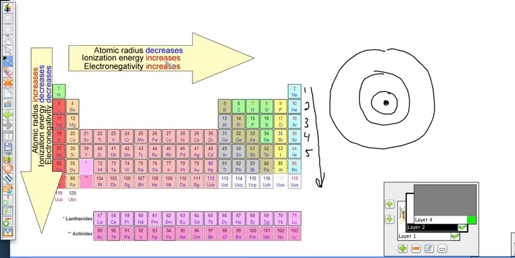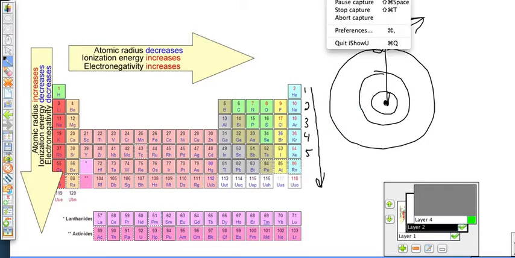Now, what about its ionization energy? Well, every time you go down, the electron gets way further away from this nucleus. And so that sheer distance makes it easier to pluck these away. So when you go down, the ionization energy decreases because it's easier to pull them away the further they are away from the nucleus. And the electronegativity also decreases because it attracts electrons less.